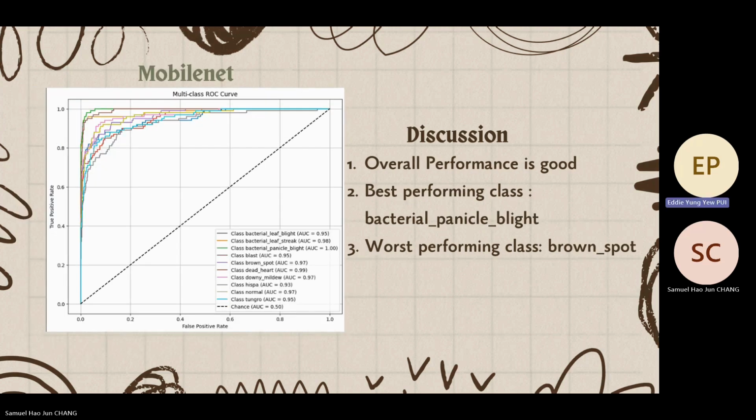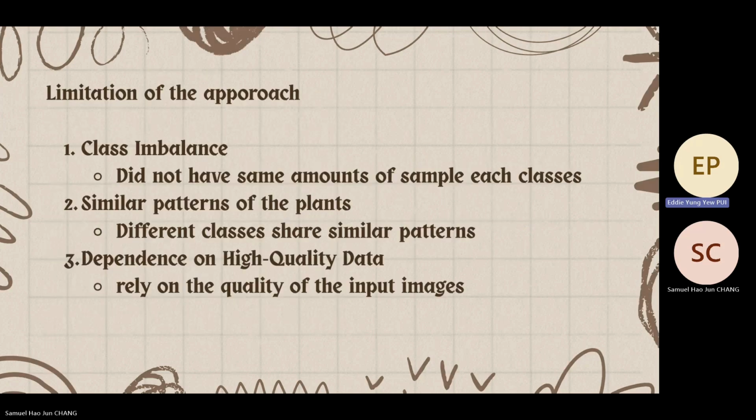Let's move on to MobileNet. The MobileNet performance is good as all the classes are higher than 0.5. Besides that, it also makes a good curve. The best performing class is bacterial panicle blight, which has 1.0, which means it predicts everything right. And the worst performing class is Bronzewort, which has 0.87, as you can see. However, it is still a good class, it's just the worst performing class among all the classes.